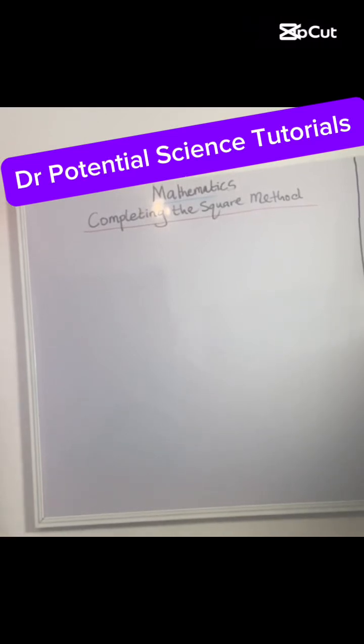Okay, so the next method of solving quadratic equations we'll be looking at now is the completing the square method. For example, if you are given a question like: solve x squared plus 6x plus 4 equals 0 using the completing the square method. So how do we go about this?